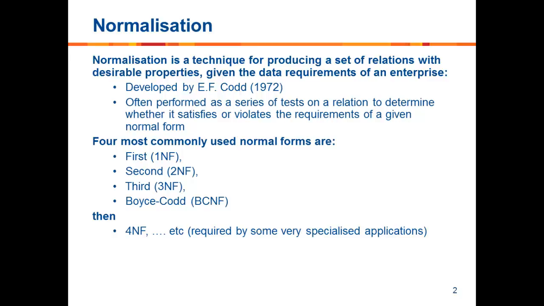This technique was developed by Dr. Edgar Frank Codd in 1972. This technique is often performed as a series of tests on a relation to determine whether it satisfies or violates the requirements of a given normal form. The four most commonly used normal forms are the first, second, third, and Boyce-Codd normal forms.